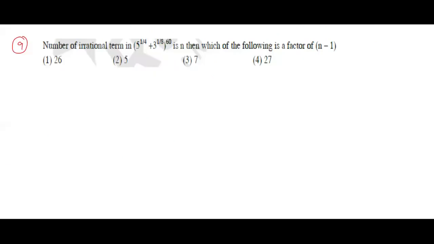Number of irrational terms in 5 power 1 by 4 plus 3 power 1 by 8, whole power 60, is n. Then which of the following is a factor of n minus 1? So here 1 by 4, 1 by 8. 4 and 8, observe that 4 and 8 are both factors of 60.